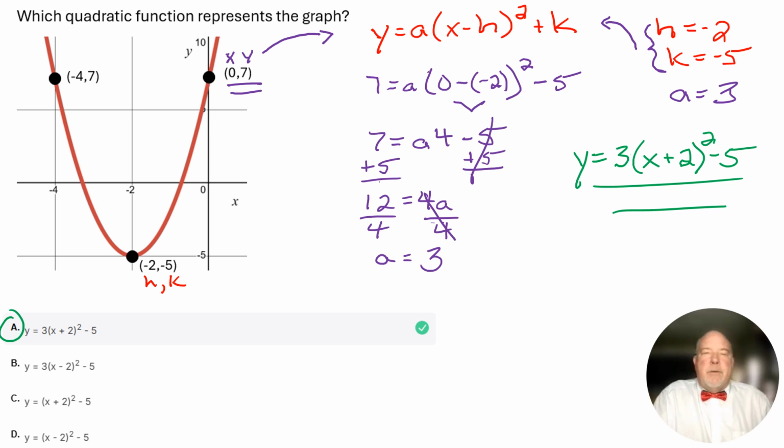All right. So you might need to watch that again. There's a lot of math in there. There's a lot of things you need to know. You need to know vertex form. You need to know what a, h, and k stand for.